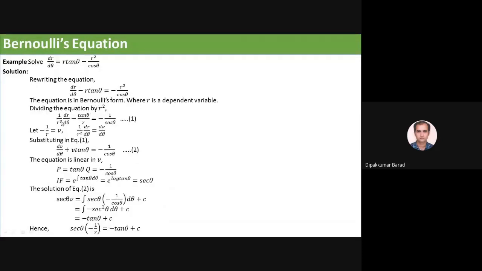So first we divide by r square, and then we consider minus 1 upon r as v, and we have substituted this. We have taken the differentiation of it, and we have substituted in equation 1. Now we get the equation linear in v, and then we write down P and Q from equation 2, and then find the integrating factor, and then the general solution for linear equations. Okay, and find the integration, and we get the solution.